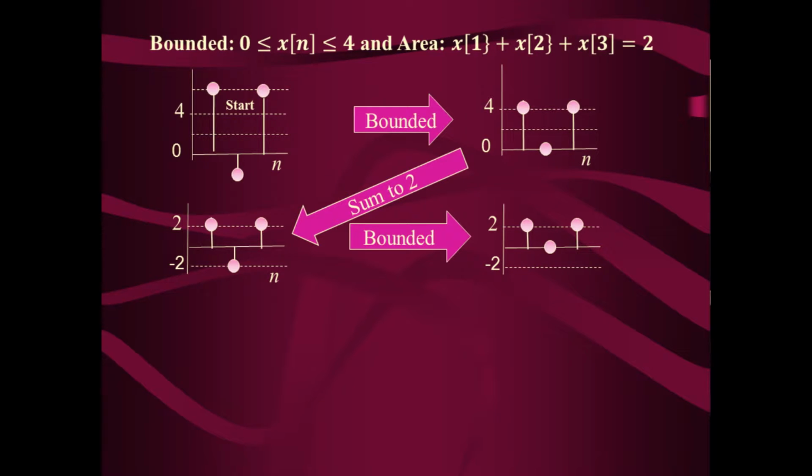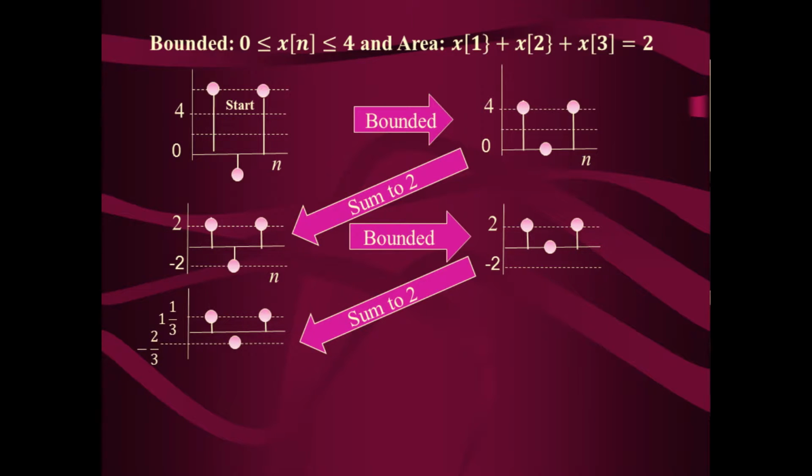Now we have to take this signal and raise or lower the water level in order to get it to a value of 2. You notice that currently it sums up to 4, which is much too big, so we need to lower the water, if you will. And in order to do that, it turns out that we get a value of 1 1/3 for the upper 2 points and minus 2/3 for the bottom point. And notice 2 times 1 1/3 minus 2/3 does equal 2. It's a little awkward, but indeed this is within the set of signals whose sum is 2.